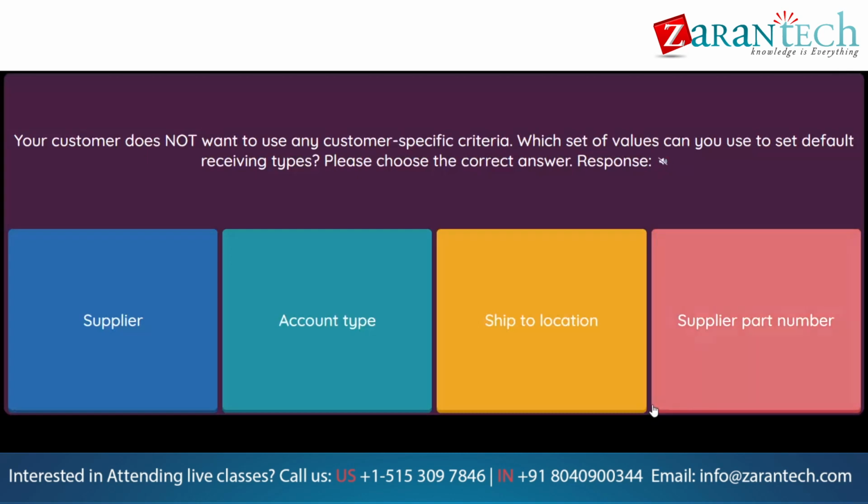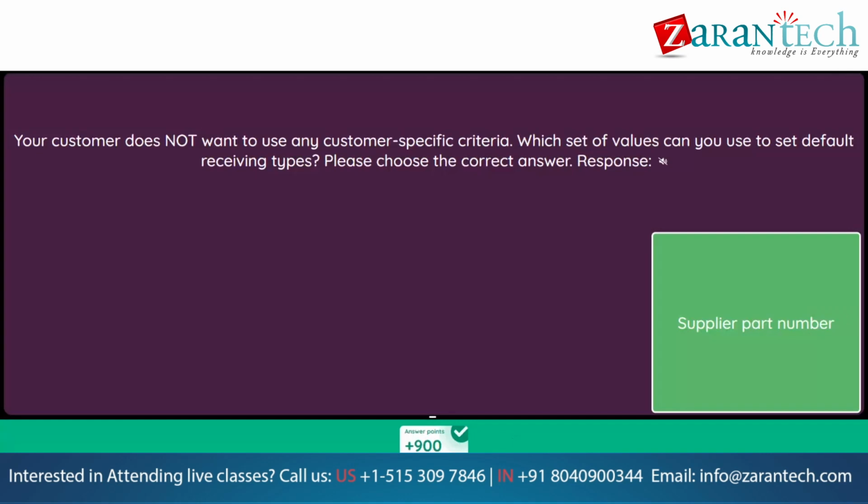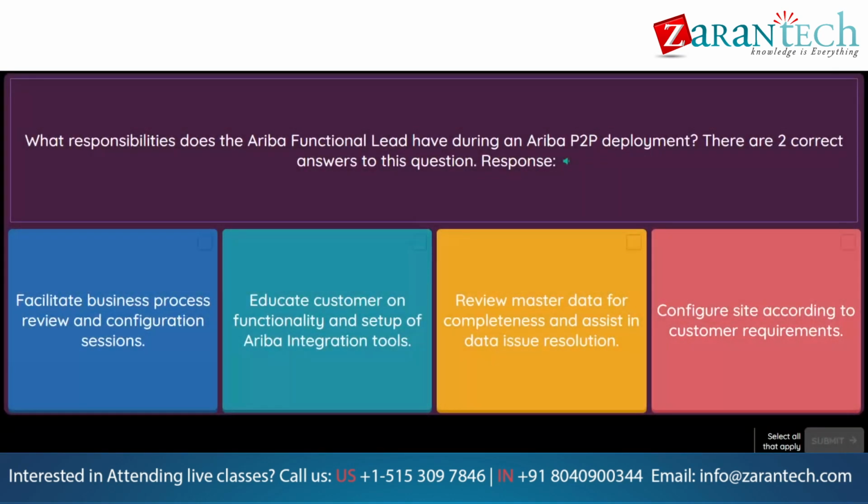Question: What responsibilities does the Ariba functional lead have during an Ariba P2P deployment? There are two correct answers to this question. Response. Option 1, facilitate business process review and configuration sessions. Option 2, educate customer on functionality and setup of Ariba integration tools. Option 3, review master data for completeness and assist in data issue resolution. Option 4, configure site according to customer requirements.